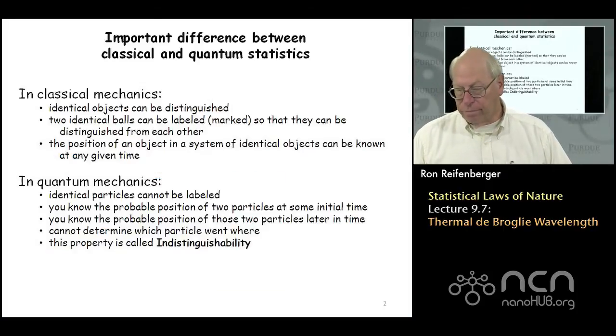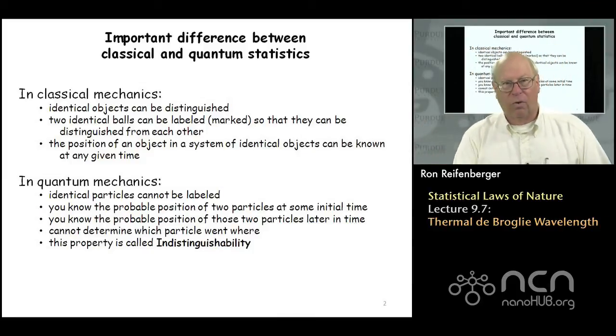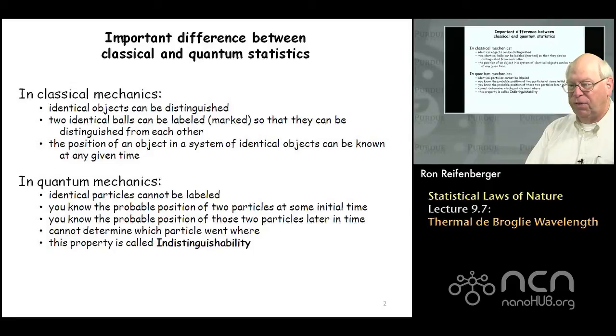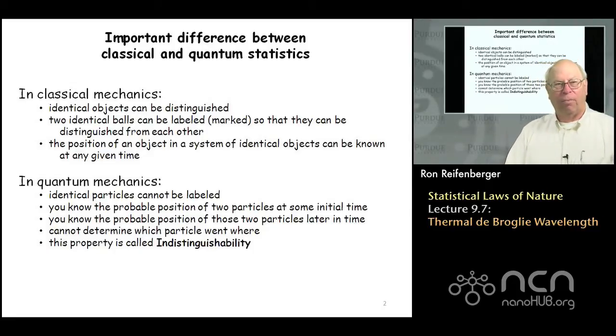So there are, of course, important differences between classical and quantum statistics. We've touched on these differences more than once in the past few weeks. You'll recall that in classical mechanics, identical objects or particles can be distinguished one from another. So you can actually label the particles, or you can paint them so that you can follow them. Their position as a function of time can be known with high precision.